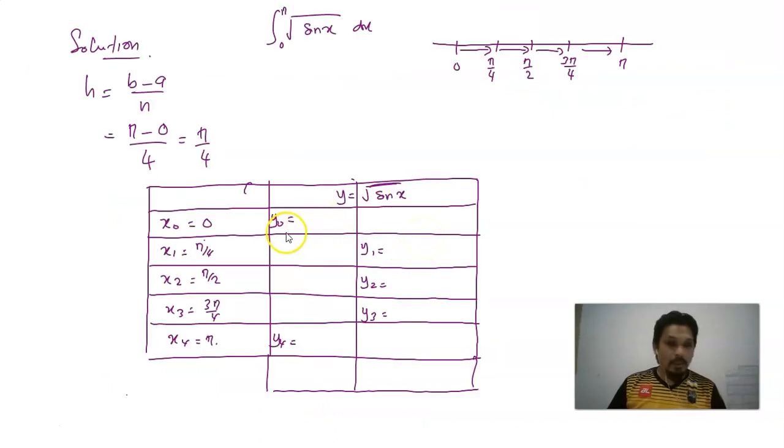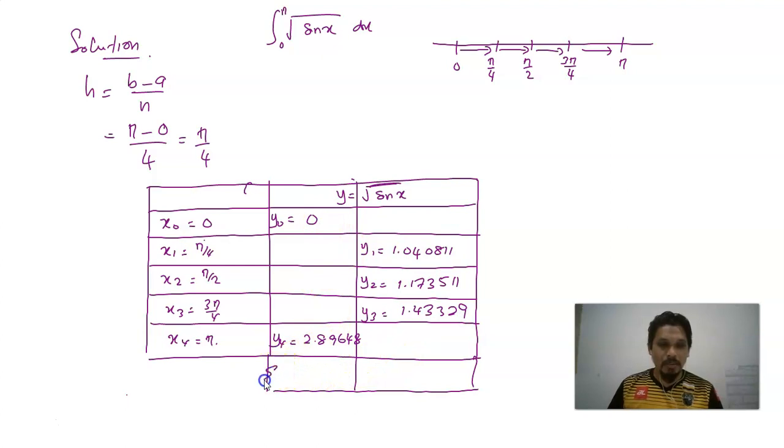Okay, now for y0, x equals 0, sine of 0 equals 0, and square root of 0 equals 0. And this one here, you may use your calculator. It is 2.89648, and this one here 1.040811, 1.173511, and this one here 1.43329. And this one, 0 plus this summation equals 2.89648, and the summation on this side here is 3.647651.